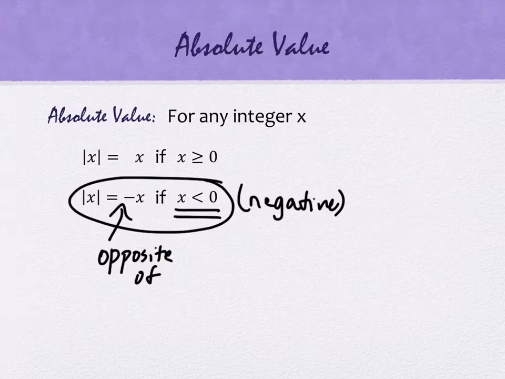Now the first line's the easy one. Absolute value of a positive number is just the number itself. So this line, the top one, it didn't cause people any problems. But the second line looks odd. It does. It looks odd. We're going to do a few true-false questions related to absolute values next.